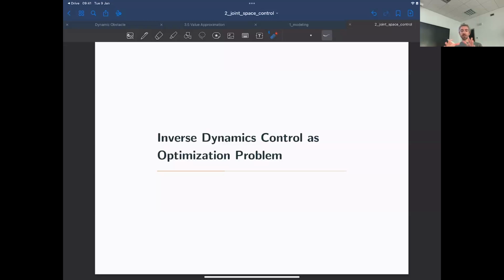So let's take the inverse dynamics controller, which we have just seen, and let's try to see how it can be cast as the solution of an optimization problem. And then we'll see how that enables us to add extra bits inside the problem to make the controller more expressive and more powerful.